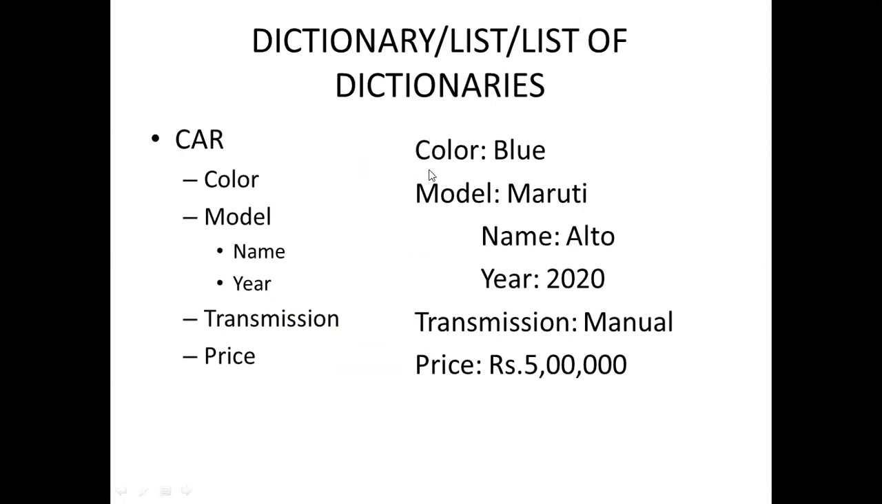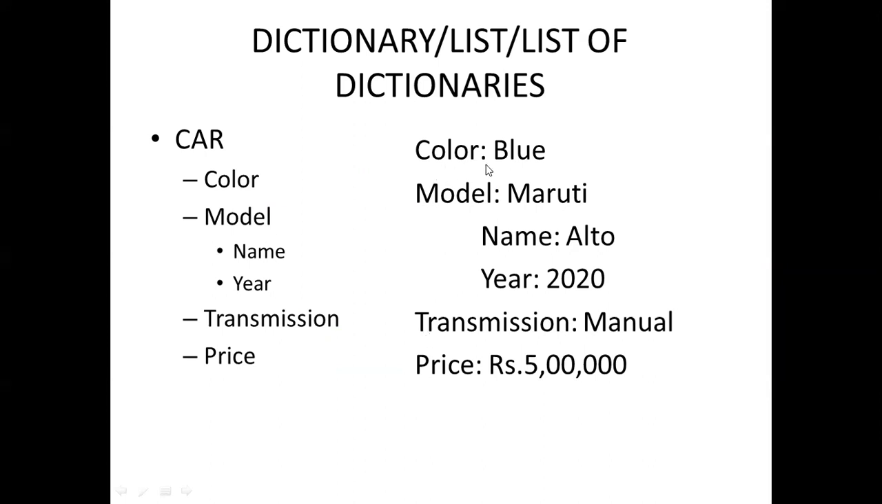So, dictionary or list of dictionaries. Take an example: you have a car. There is a color for that, which model, name and year, and the auto or manual transmission, the price. The same thing if you want to write in your YAML.